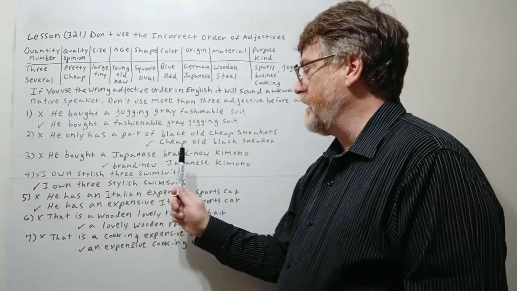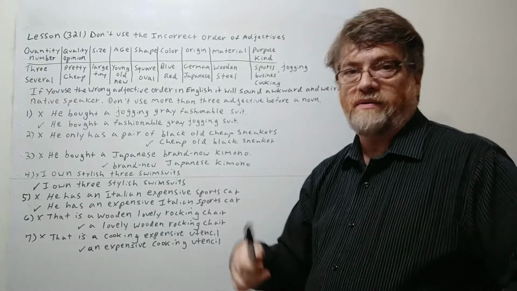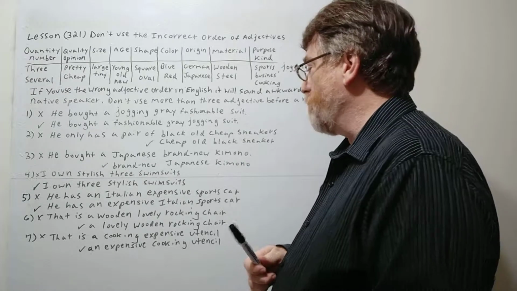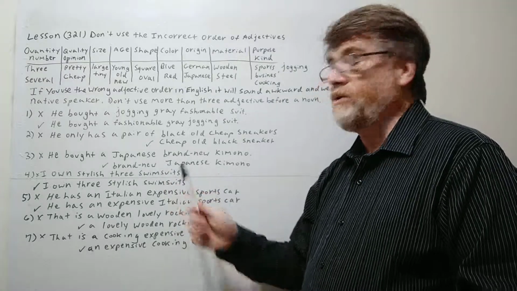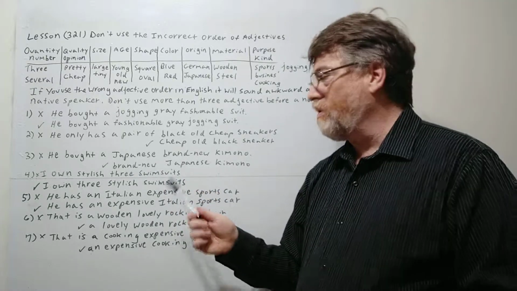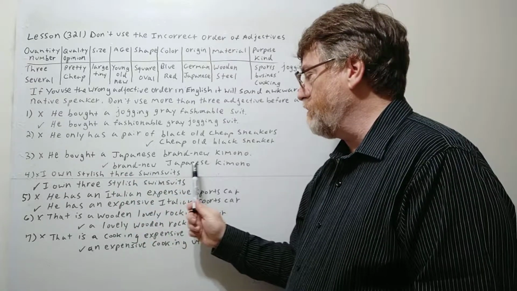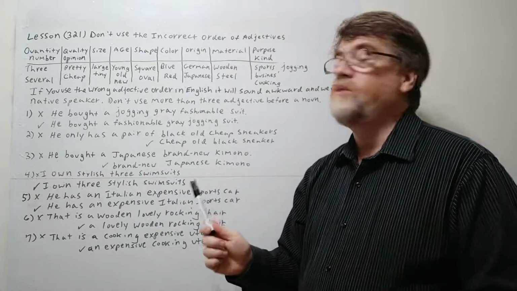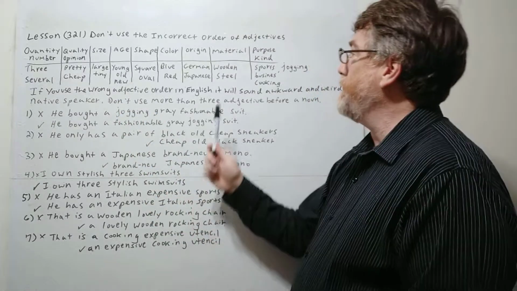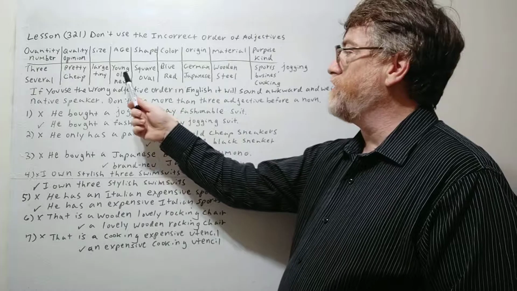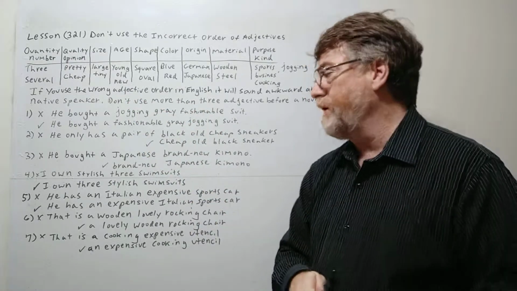Okay, let's look at the third one. He bought a Japanese brand new kimono. You know, the type of robe, the kimono robe, like a silk one. Here we're only using two adjectives, but it still sounds awkward if the order is wrong. So you should say he bought a brand new Japanese kimono. Brand new would have to do with age, and Japanese would do with origin. So obviously age comes before origin, so that's why it should be that way.